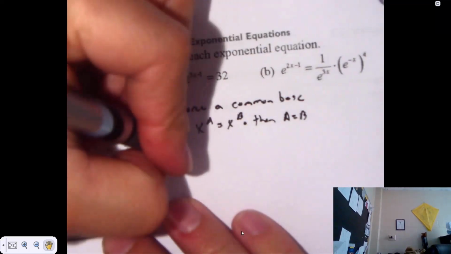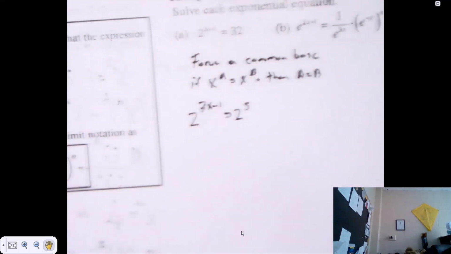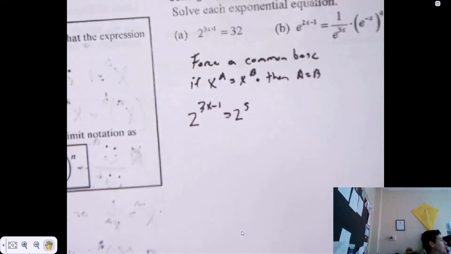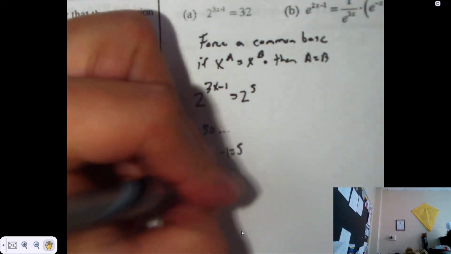So here's what I know. 2 to the 3x minus 1 equals 2 to the 5th power. I sought the common base. I got the common base. Since the bases are now equal, what must be true about the exponential space? They must be equal. So 3x minus 1 must equal 5. Add your 1, you'll get a 6. Divide by 3, what you got? 2.